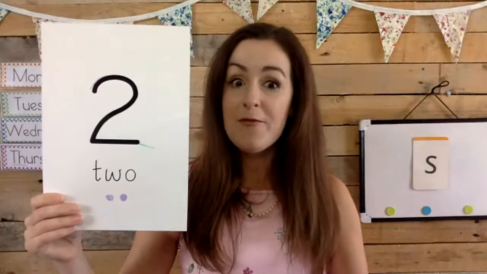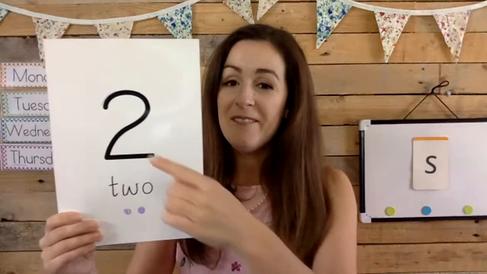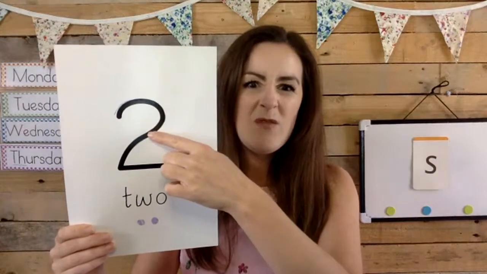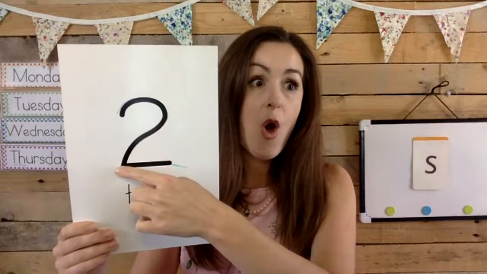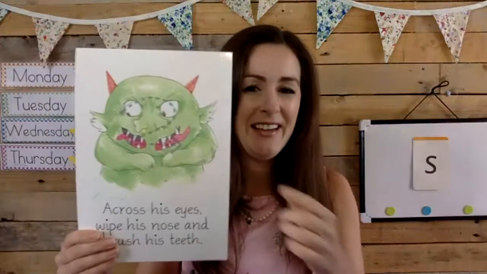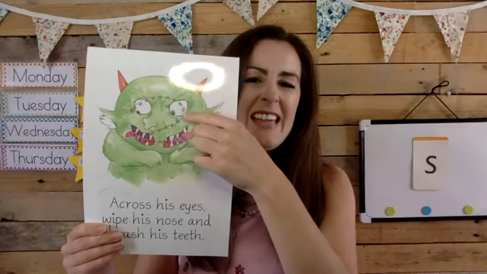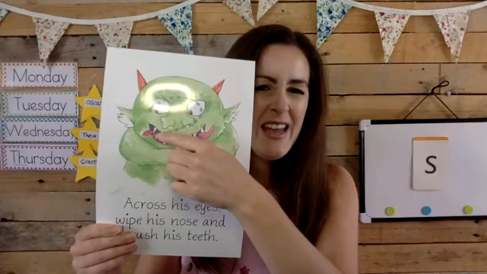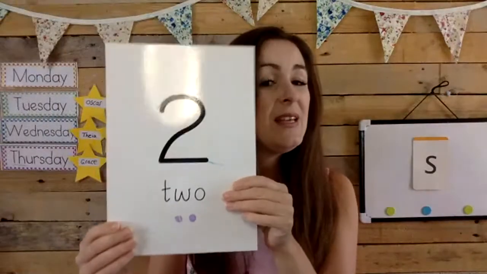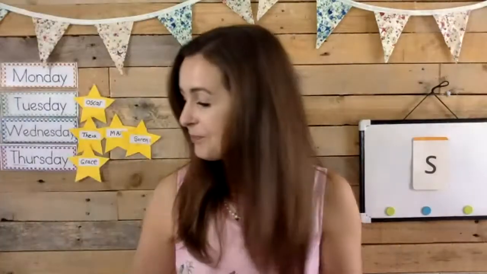Who can remember the rhyme for number 2? We go up and over the monster's eyes, wipe his snotty nose, and brush his yucky teeth. Let's turn that around and have a look. We go up and over his eyes, wipe that snotty nose, and brush his teeth. Well done. The number 2. 1, 2.